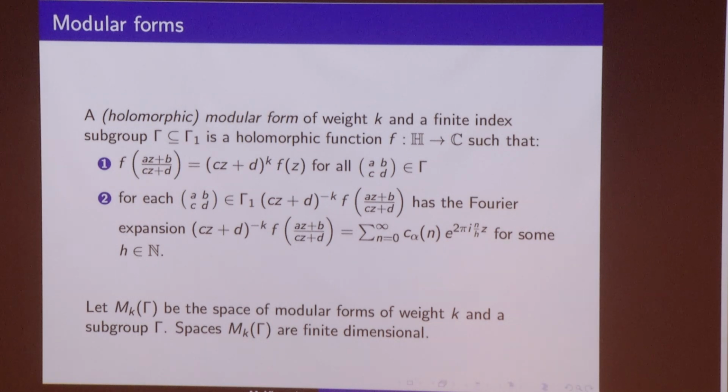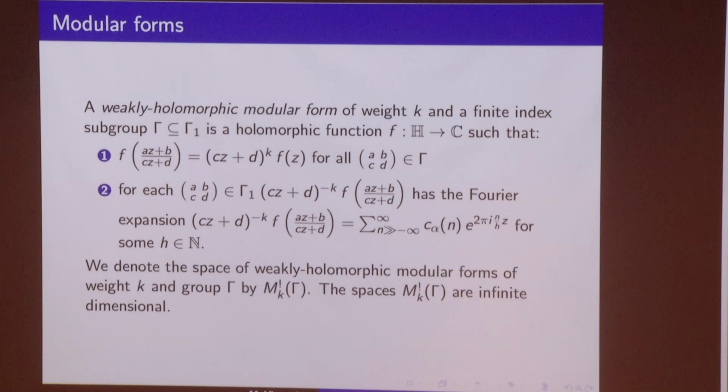And so if we fix k and a group gamma, then this space, we call it the space of modular forms of weight k and subgroup gamma, and these spaces would be finite dimensional. So they are nice and it's very convenient to work with them.